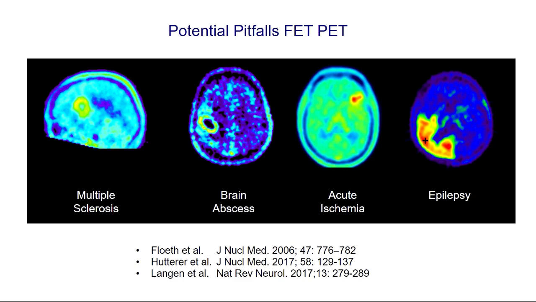However, it is important to note that the uptake of FET and other amino acid tracers is not tumor-specific. Benign lesions are usually negative in FET PET, but in rare cases increased uptake has been reported. This slide shows some examples of pitfalls in FET PET showing false positive tracer uptake, for example in multiple sclerosis, in a brain abscess, in acute ischemia and in a case of epilepsy. These findings are rare and do not play a major role in clinical practice, but must be kept in mind.